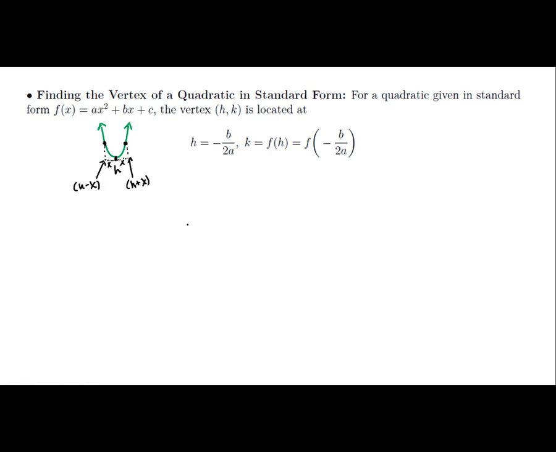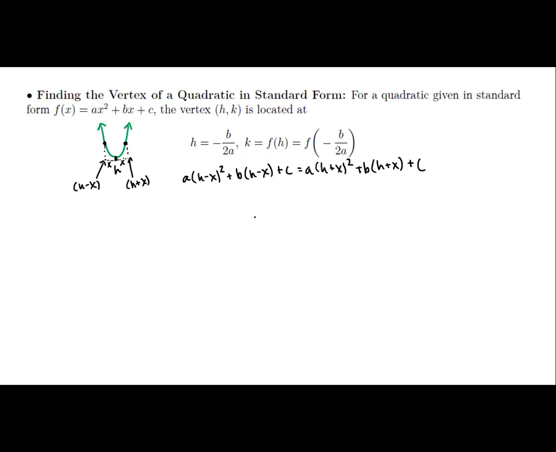And so what you can say is that since their y values are the same, you can use this formula but plug in h minus x and h plus x for it. So you can literally say a times h minus x squared plus b times h minus x plus c is equal to a times h plus x squared plus b times h plus x plus c.